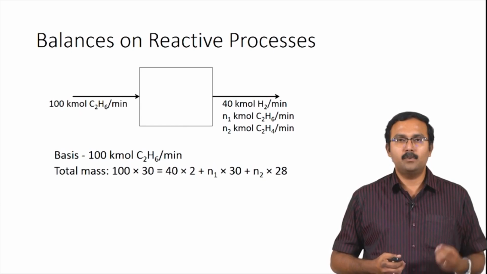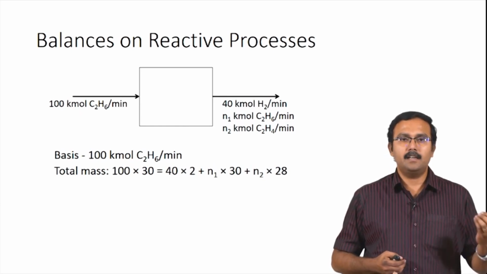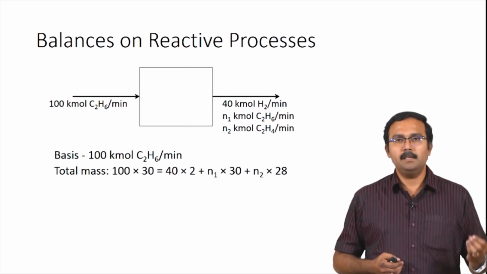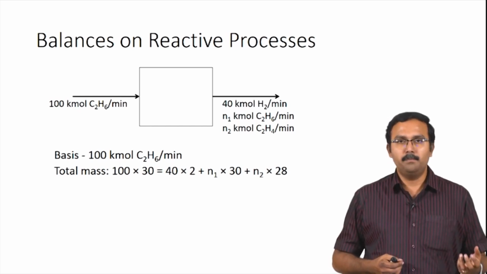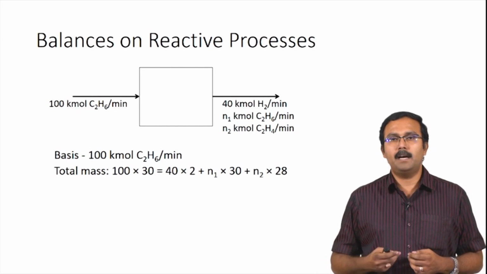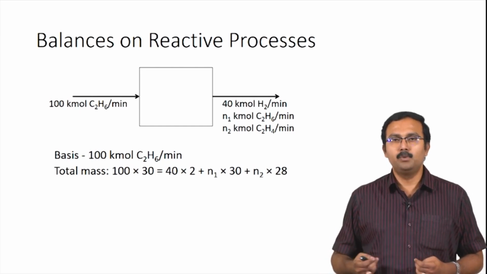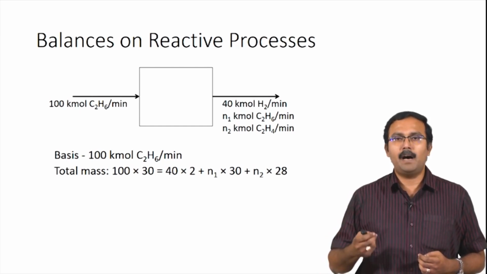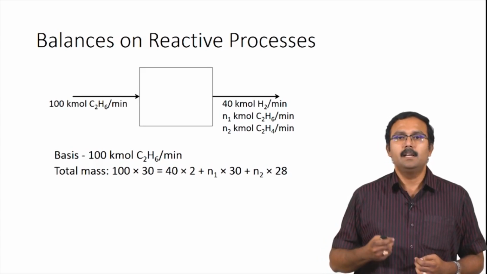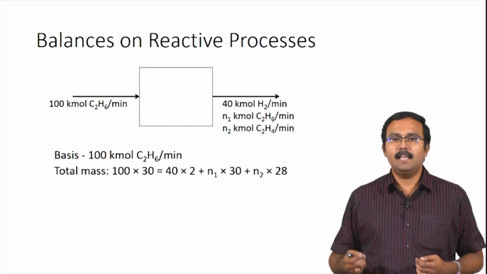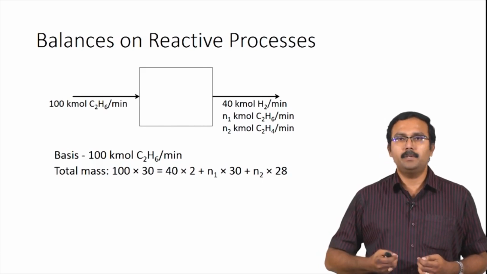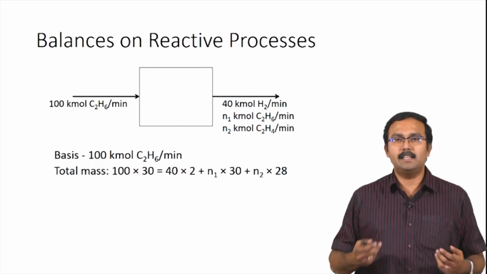So, the total mass would be written as 100 kilomoles of ethane times the molecular weight of ethane, which is 30, is the input mass, and you have the output mass as 40 times 2 representing the mass of hydrogen leaving the system, and N1 times 30 representing the mass of ethane leaving the system, and N2 times 28 which is the mass of ethylene leaving the system.